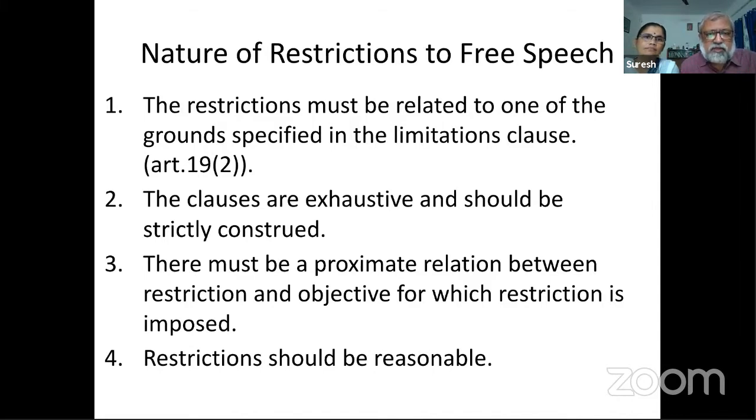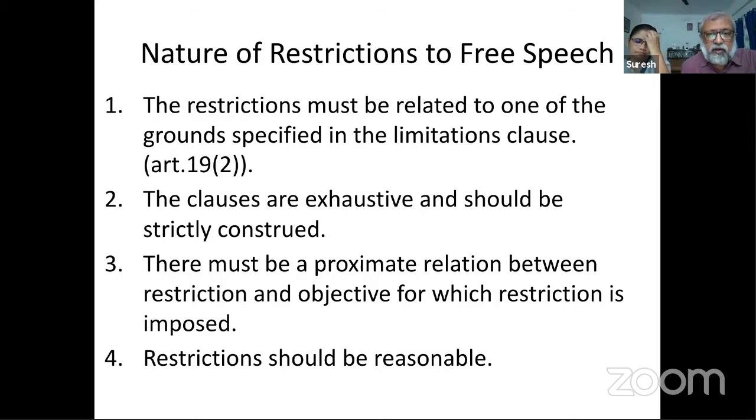The clauses are exhaustive, which means, like Saila had already said, they should be strictly construed. There has to be a relationship, a proximate relationship, between the restriction and the objective for which the restriction is imposed. That has to be shown. These are tests that will ultimately be taken up in the courts.